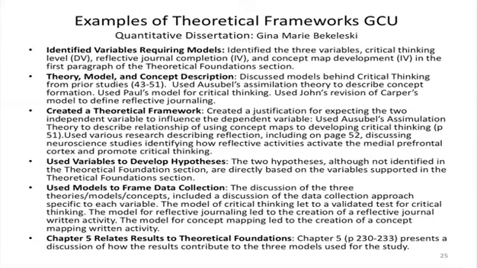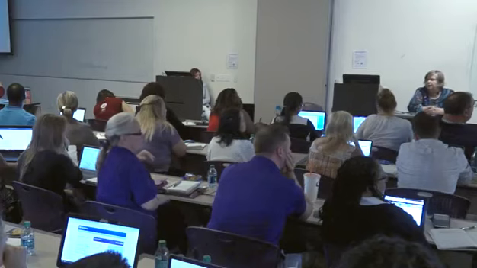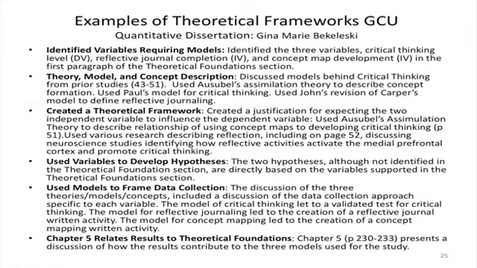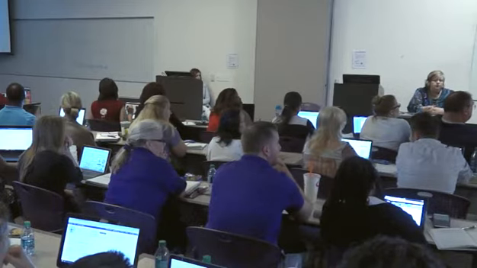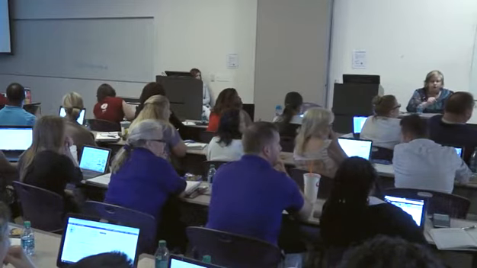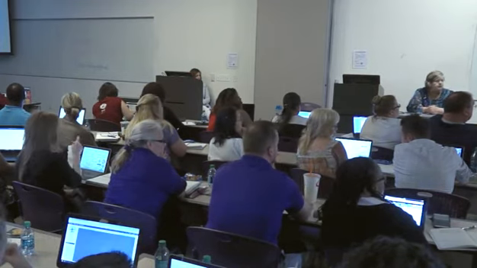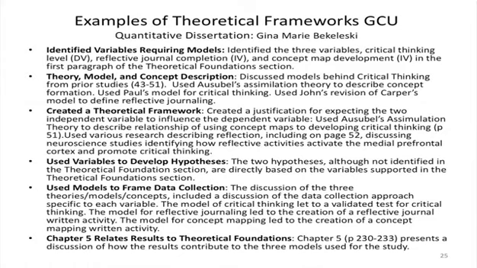So she put together and identified her dependent and independent variables, and the dependent variable was a level of critical thinking. She created that theoretical foundation. She then used those variables to develop her hypotheses, and then she used those models to help collect her data in terms of the critical thinking, comparing those two different models, which is why it was an experiment. All right? Next.